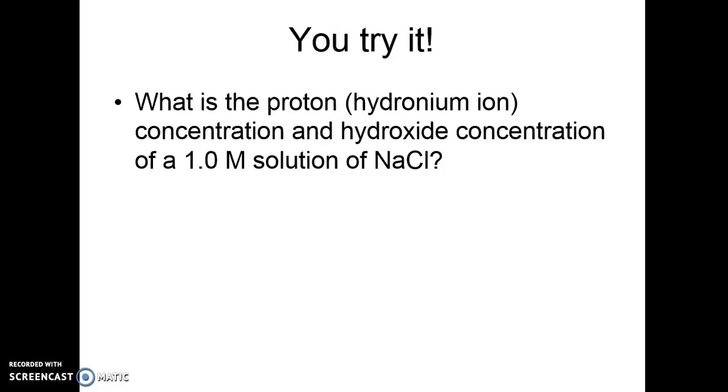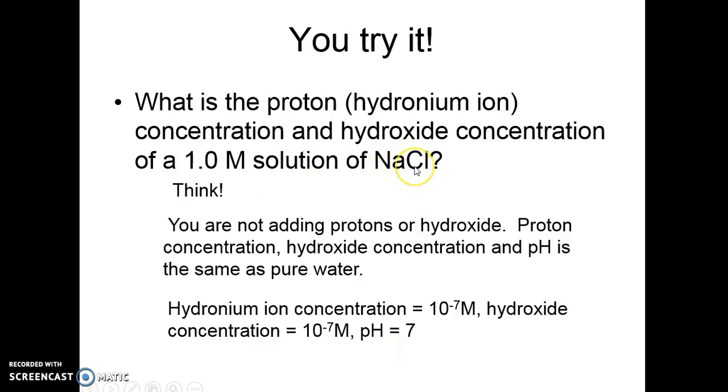Determine what is the proton concentration and hydroxide concentration of a 1 molar solution of sodium chloride. This one's a really quick, easy problem. If I look at sodium chloride, I'm putting sodium ions in solution and chloride ions in solution. So I have not added protons or hydroxide, so the concentration is not changing from pure water. The concentration of pure water is 10 to the minus 7 for hydronium ion, 10 to the minus 7 for hydroxide, and a pH of 7.